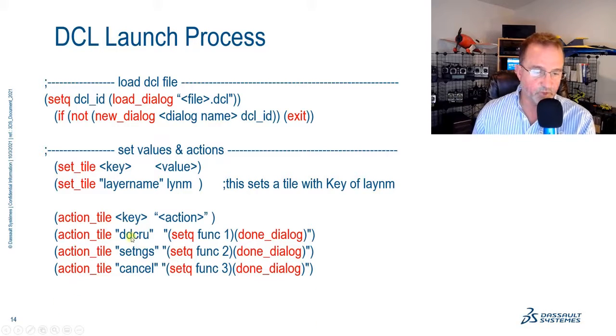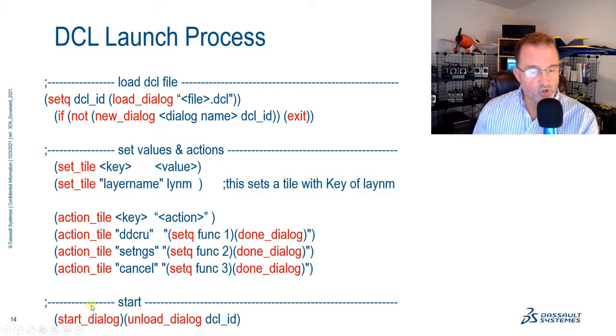So as an example, I might have 3 buttons. Each of those 3 buttons will close the dialog box, and so depending on which one the user picks, I can set the function key to 1, 2, or 3, and then I can exit using this done dialog.